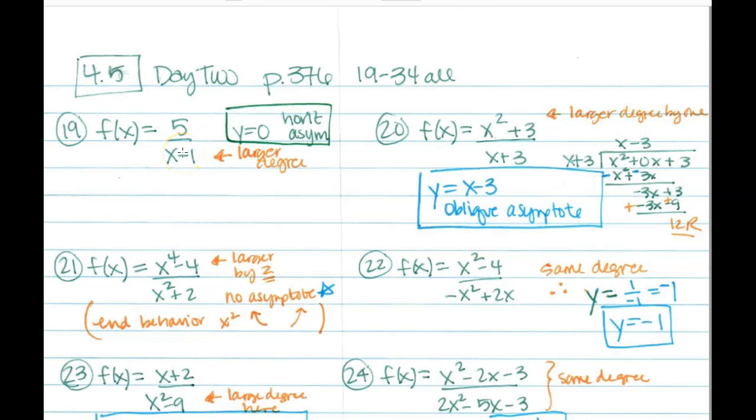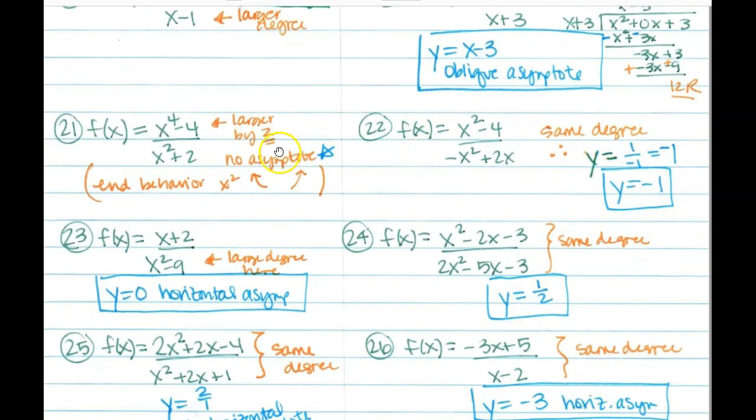Okay, so I'm going to post these solutions, but what you would have done for homework last night was say, okay, number 19, the bottom is larger, so it's y equals 0. For number 20, the top is larger, and you didn't have a rule for that. You were just supposed to write the problem down and say, it's not horizontal, because it's not.